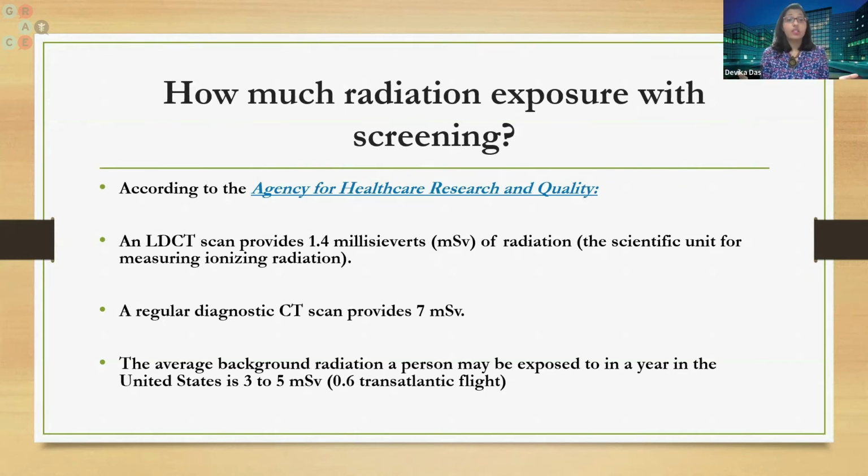A regular CT scan, so if you were to get a full CT scan for any medical condition, that would be about 7 millisieverts. Again, what does that mean? The average background radiation a person might be exposed to in a year in the United States is about 3 to 5 millisieverts. So if you are somebody who travels a lot for work, taking a bunch of airplanes to go to different places, you might be getting exposed to 3 to 5 millisieverts.